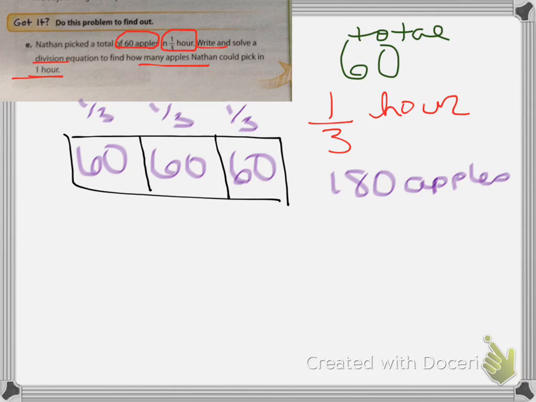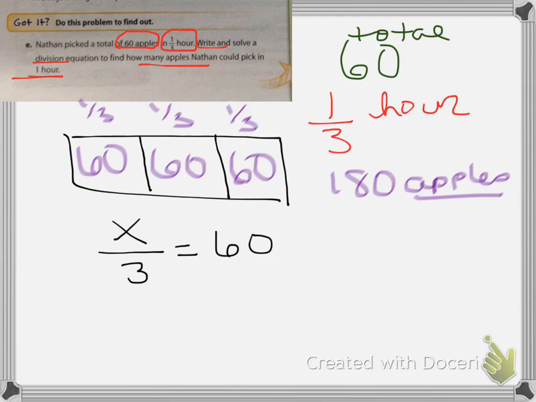On a test, you would want to make sure that you had apples along with your answer of 180, and that you either showed the bar diagram or the division problem. I will set the division problem up now. All right, so I've set the division problem up here. It says x divided by 3 equals 60.